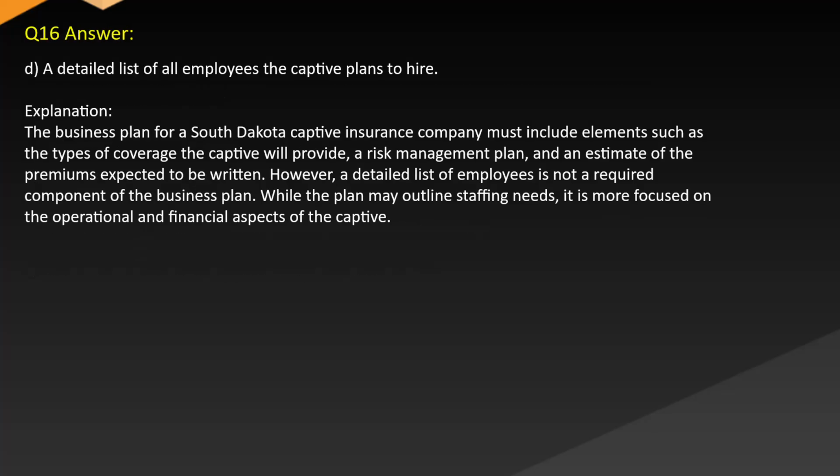Answer: D. A detailed list of all employees the captive plans to hire. Explanation: the business plan for a South Dakota captive insurance company must include elements such as the types of coverage the captive will provide, a risk management plan, and an estimate of the premiums expected to be written. However, a detailed list of employees is not a required component of the business plan. While the plan may outline staffing needs, it is more focused on the operational and financial aspects of the captive.